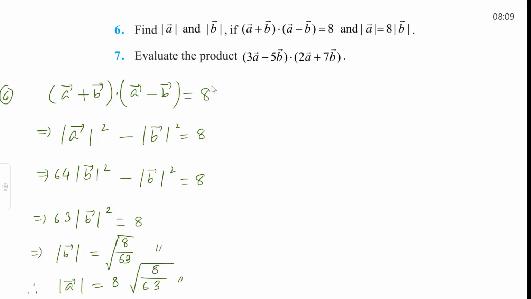Now come to this question number 7. Just evaluate the product. Very simple, and I think you can solve. It is simply 6 a dot a, that is a square, then 21 a dot b, then minus 10 b dot a. B dot a is obviously a dot b again, and minus 35 b square, and that will be the answer. So I think you can solve this problem.